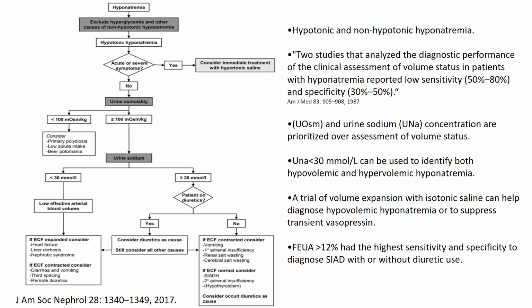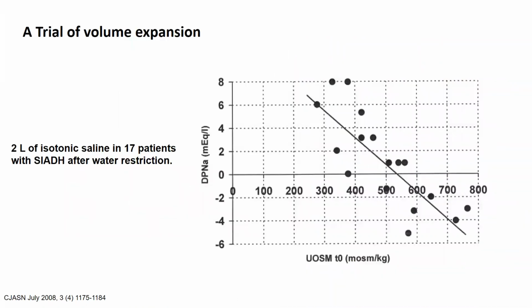And I put two things at the end. One of them is the trial of volume expansion and the other is the fractional excretion of uric acid. So trial of volume expansion, especially in patients with SIADH. I heard a lot: if a patient has SIADH, do you give them volume or not? And giving them normal saline, are they going to drop their serum sodium or not? So they did this study on 17 patients. They were diagnosed with SIADH, and they gave them 2 liters of normal saline.